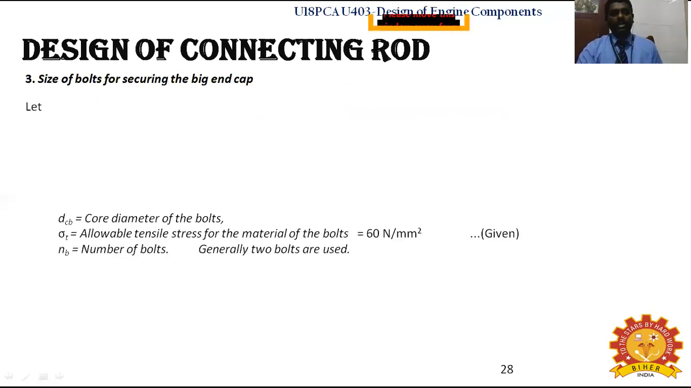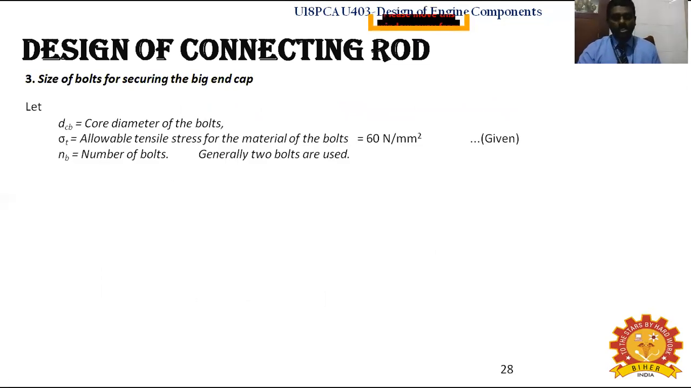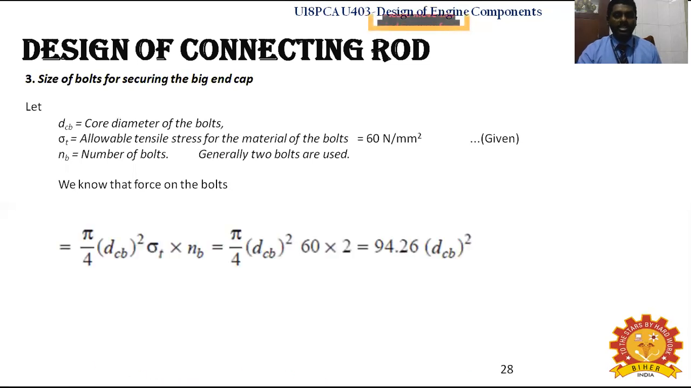Now coming to the third procedure, that is the size of the bolt for securing the big end cap. For this, we are letting the core diameter of the bolt as dcb, the allowable tensile stress as sigma t, and the number of bolts as nb. Generally, in a connecting rod, 2 bolts will be used. As you have already seen in the design procedure and in the sketch, it is a split type, so on both sides one nut will be used. So generally 2 bolts are used.